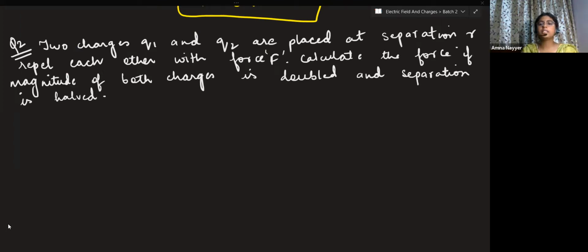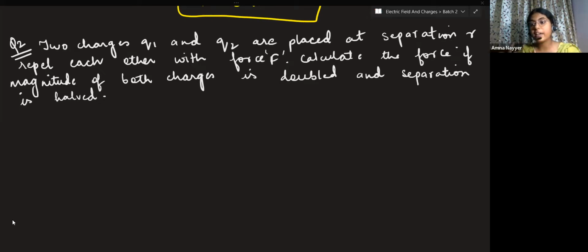This is also an easy question only. Q1, Q2 with separation R has the force F. What will be the force if the magnitude of the charges is doubled and the separation is half? So first write F is equal to K Q1 Q2 by R squared. That will give you the first part. For the second part, don't take it as Q1. Take it as 2Q1 and 2Q2 for the double of the magnitude. And instead of R, take it as R by 2 because the separation has been halved.